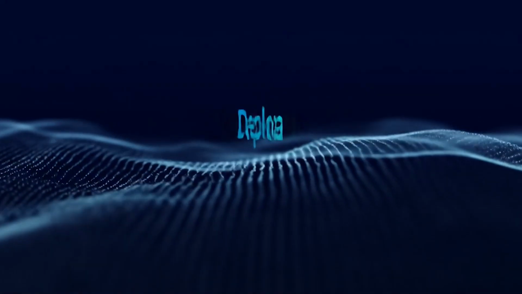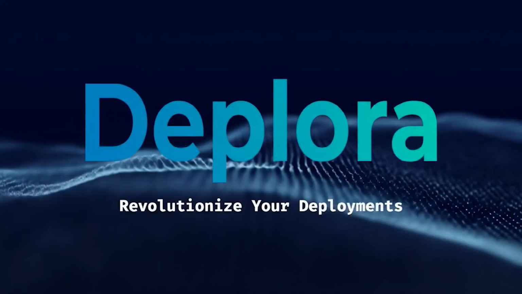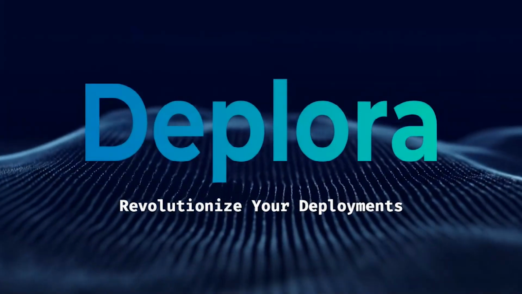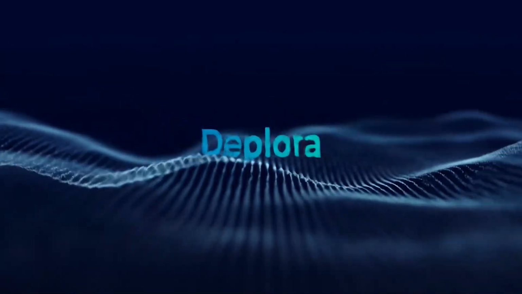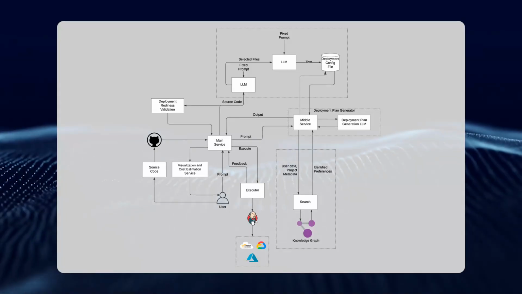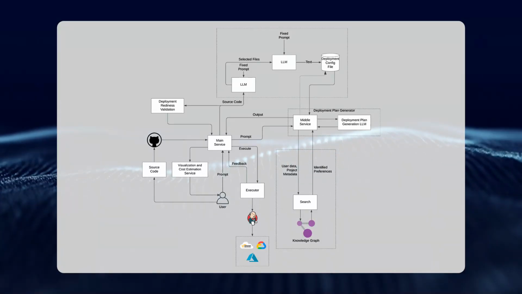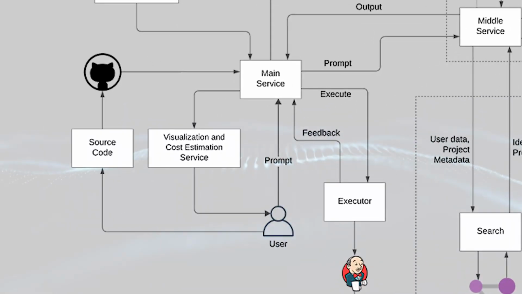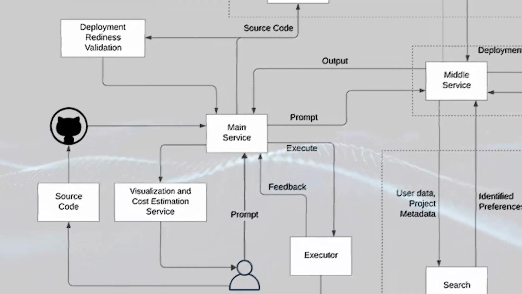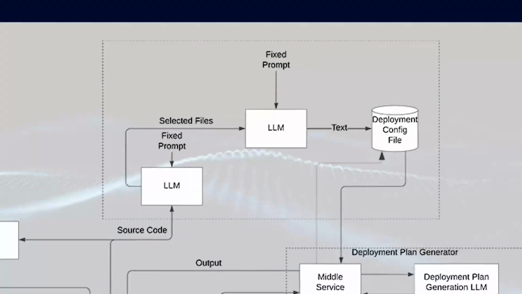Welcome to Deplora, the next generation tool designed to revolutionize how you handle software deployment. Traditional deployment processes can be tedious, error-prone, and often require extensive manual intervention. Deplora changes that by automating deployment through cutting-edge AI technology. By harnessing generative AI, knowledge graphs, and real-time learning, Deplora delivers deployment plans that are not only efficient, but also tailored to your project's unique needs.